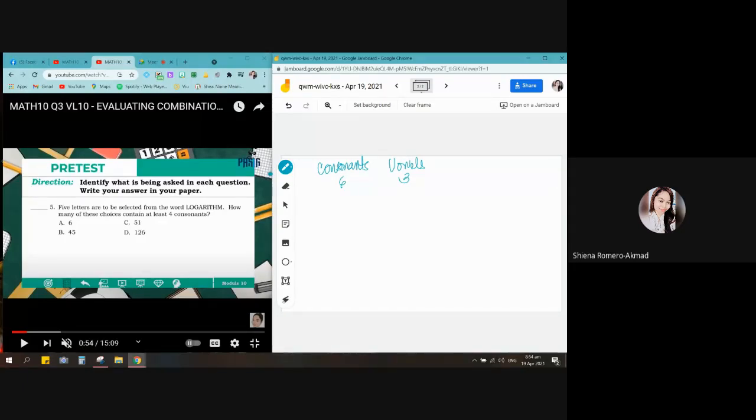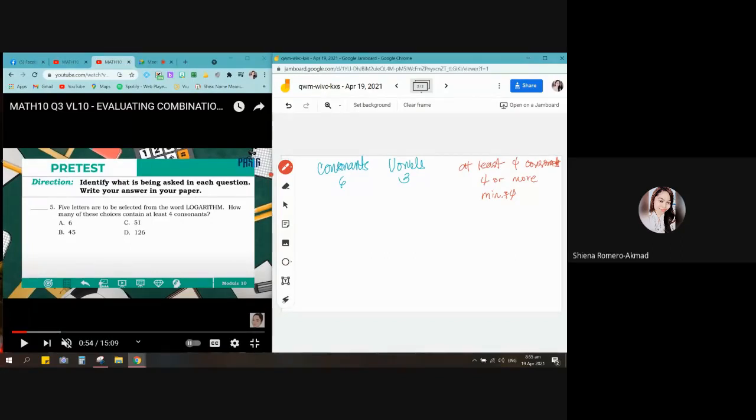So how do we represent this using combination notation? First, let us identify the condition given. The condition here is at least 4 consonants. What do we mean by at least? When we say at least 4 consonants, it means 4 or more. That's correct. We can also say a minimum of 4. That is what it means.